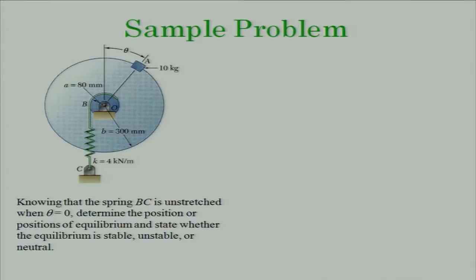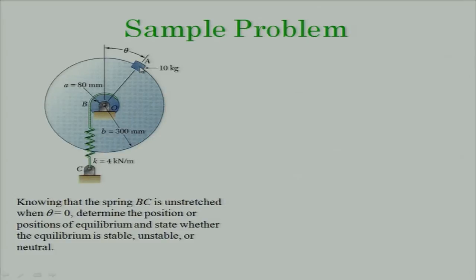So let us look at a sample problem. What we have here is a big pulley, a big wheel, which has a small inner wheel rigidly attached. So this is a one degree of freedom system. There is a small pulley rigidly attached to this big wheel, and the entire assembly is pinned about this point O. So this can rotate like this about point O.